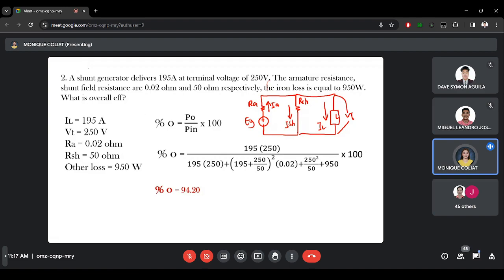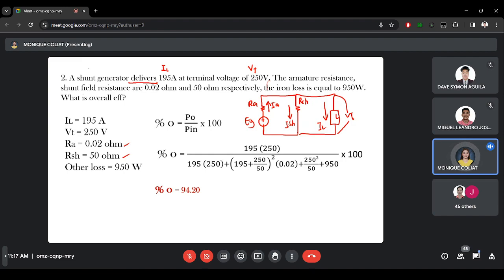To know which is the armature and which is the shunt field resistance: the shunt field resistance is always a whole number, for a power station with a higher kilowatt value, for example 50, 60, 70, 80, 100, 200. That is the value of RSH, the shunt field resistance. While your armature or series field resistance is always 0 point something, like 0.02, 0.007, 0.05.